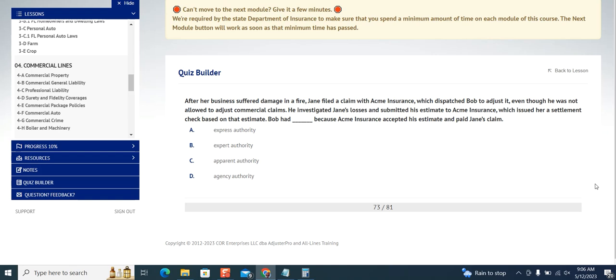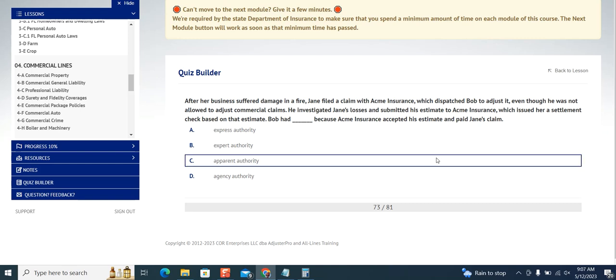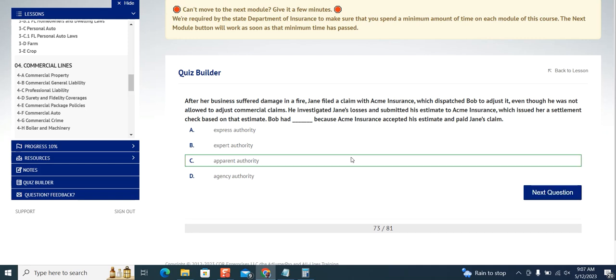Which dispatched Bob to adjust it. Even though he was not allowed to adjust commercial claims, he investigated James' loss and submitted his estimate. And they issued a settlement check. So it wasn't in writing. This can't be express authority. It's either A or C. Express authority, I want to say, is when they got it in writing, but he didn't have it in writing. I want to say apparent is just talking about it. There we go.